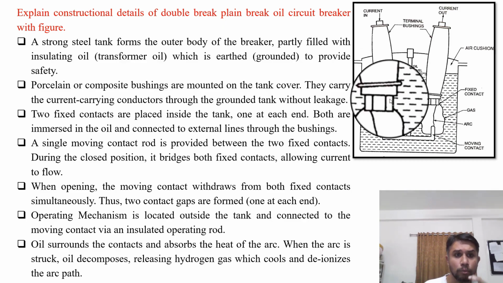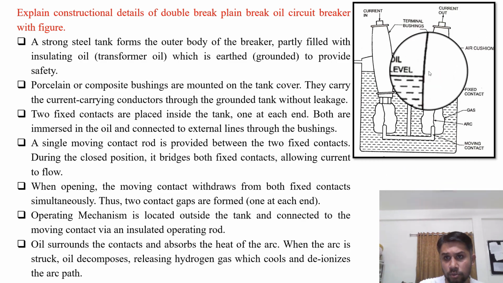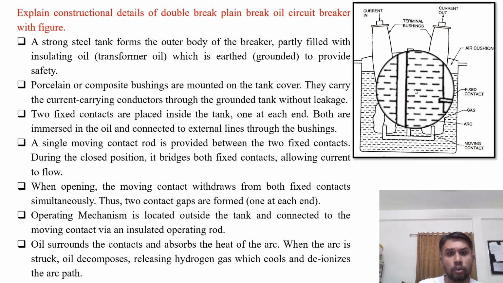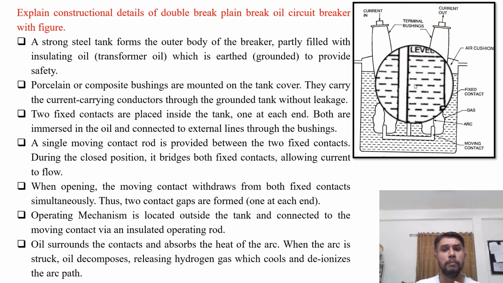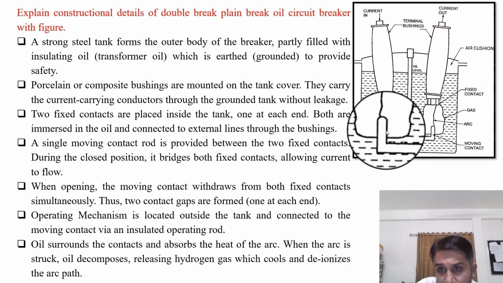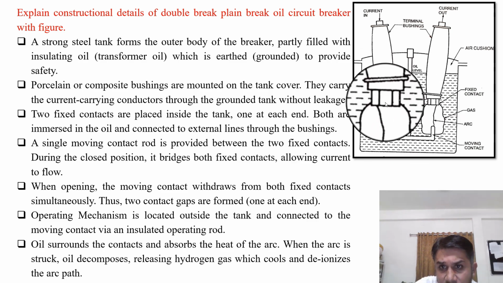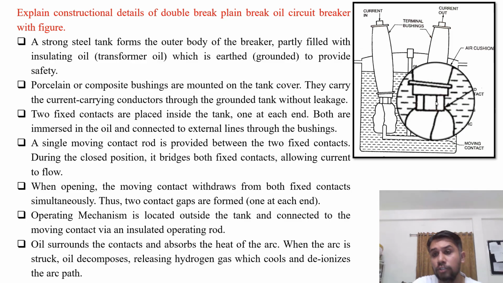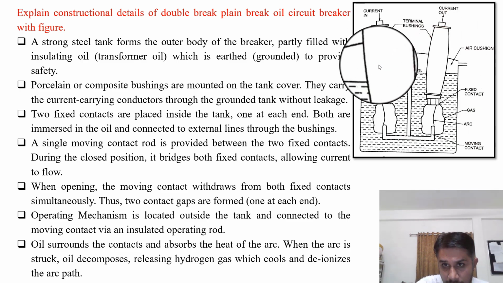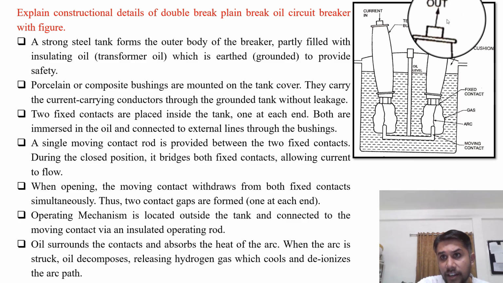Now, a single moving contact rod is provided. So this single moving contact rod is available between the two fixed contacts. During the closed position, it bridges the fixed contacts. So during the closed position, this contact is fixed in this and this in this. So this is forming closed contacts and allowing the current to flow during the normal operating conditions. So current will flow through this, entering and leaving like this.